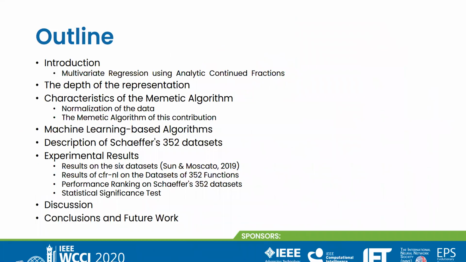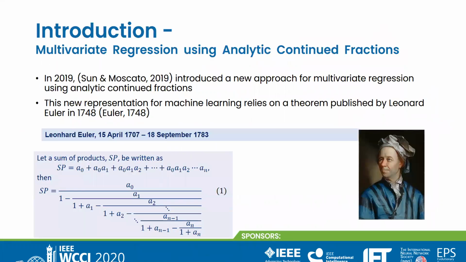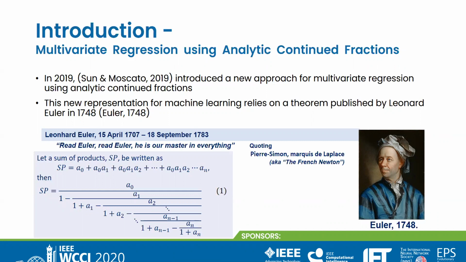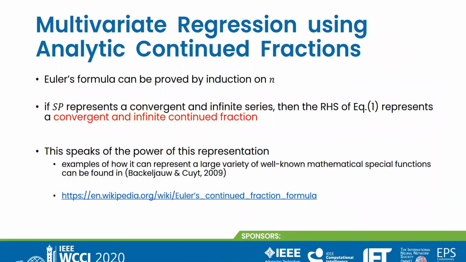The basis of our method goes all the way back to a result proved by Leonhard Euler in 1748, in which he proved that the sum of products can be written as a continued fraction. So this result motivated us to look at a new way to represent an unknown target function for our problem of interest, by representing it as a continued fraction.